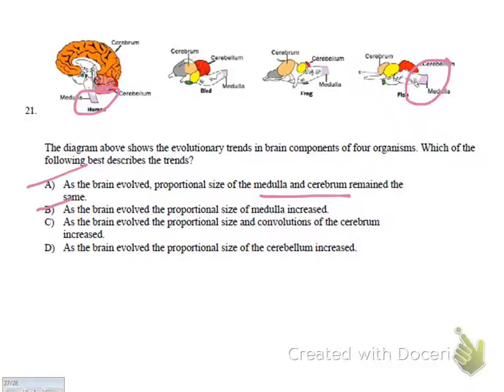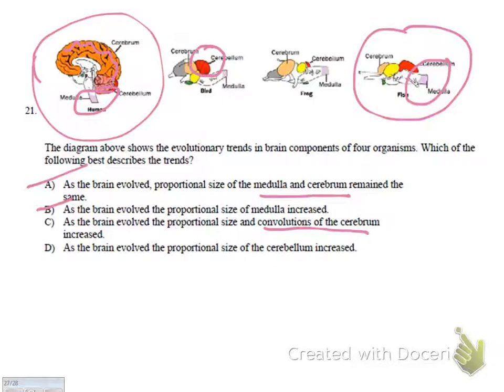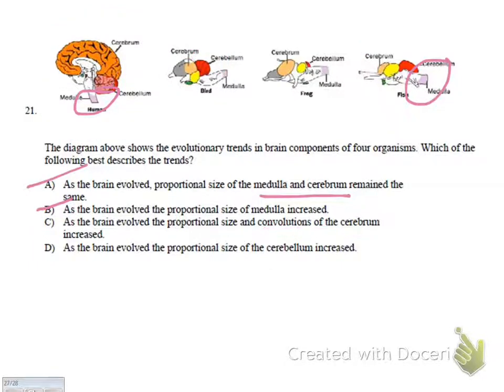Okay, and then we're down to C or D. As the brain evolved, the proportional size of convolutions. Those are the ridges right here, and that's the actual answer. If you see, there's no ridges here, and then as it evolves, you can see the ridges right there, and then you can really see the ridges there. So C's the right answer, but let's mark D off too. As the brain evolved, the proportional size of the cerebellum increases. If you look, the cerebellum is the red. So the only reason D is wrong is because of those two.